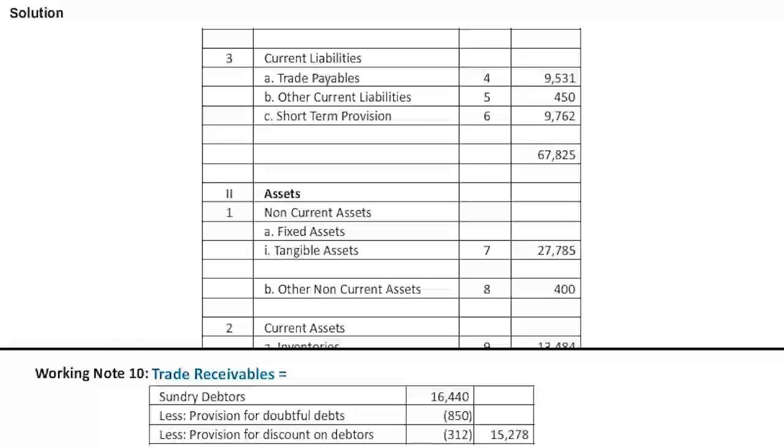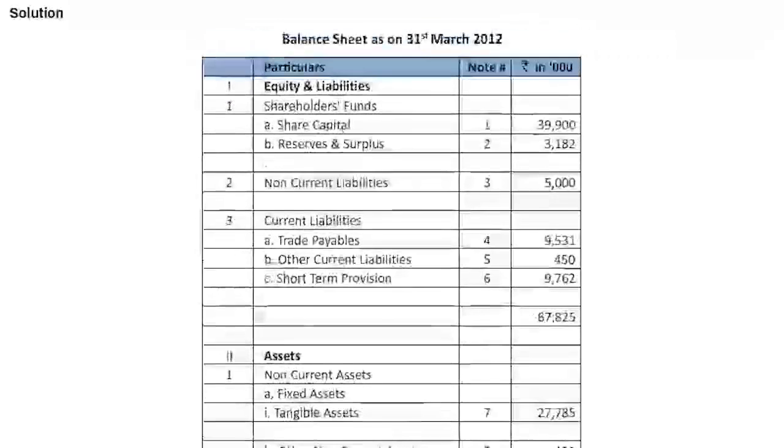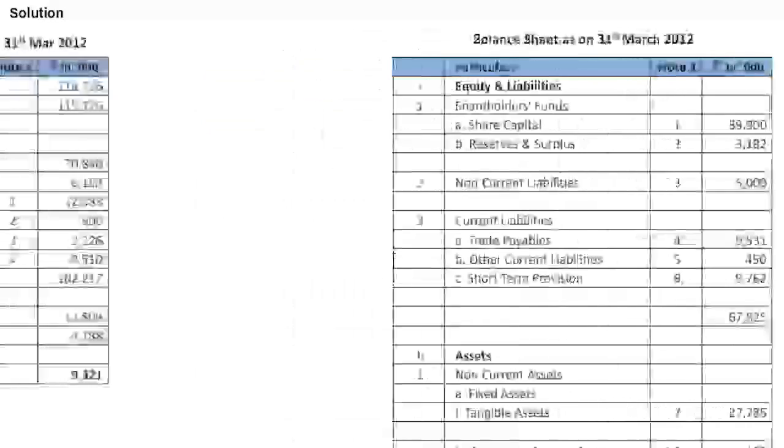Then make a provision for income tax. Obviously it will be on profit before tax, so we'll see that later. Recommend dividend at 15% for the year. That will be obviously again after paying tax, after transferring 5% of net profits to general reserve. Make a provision for dividend distribution.